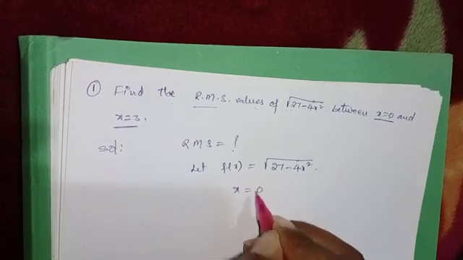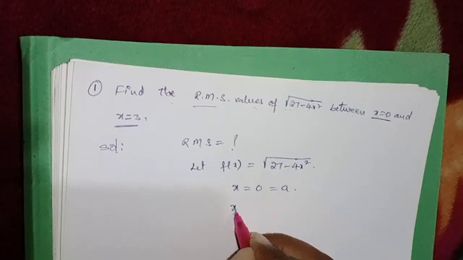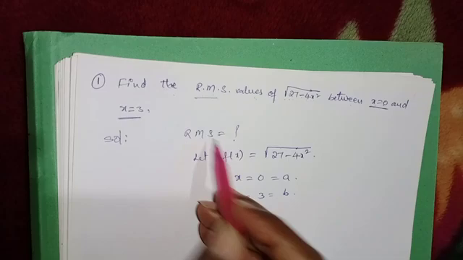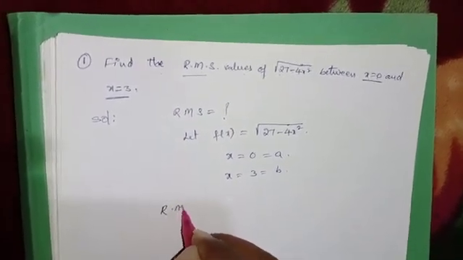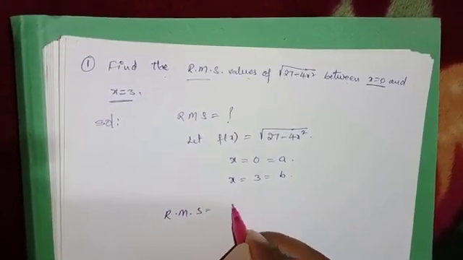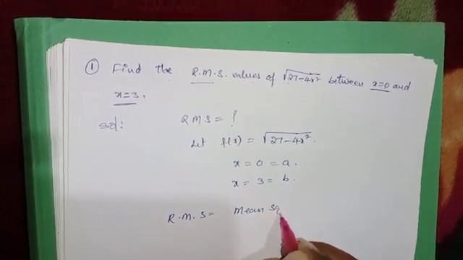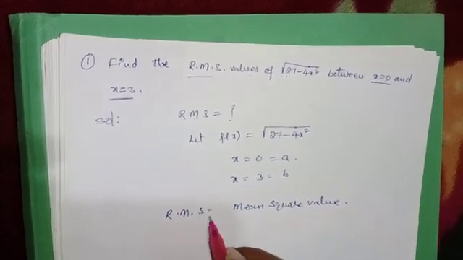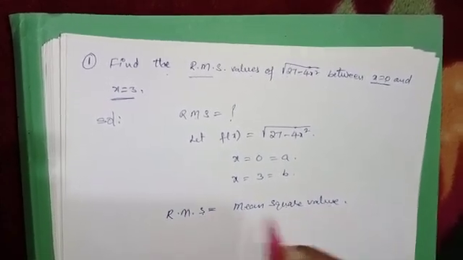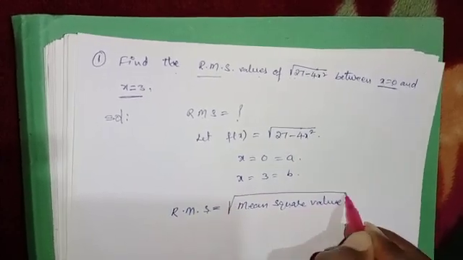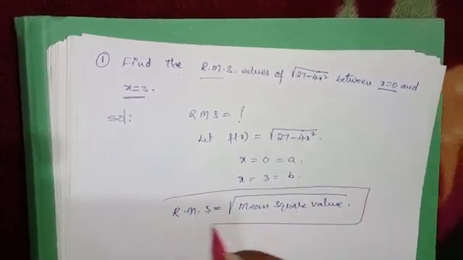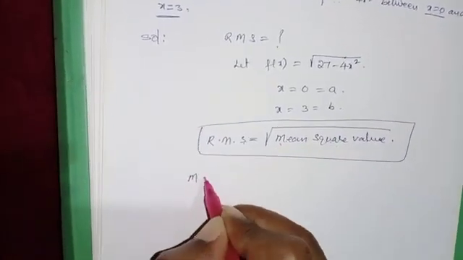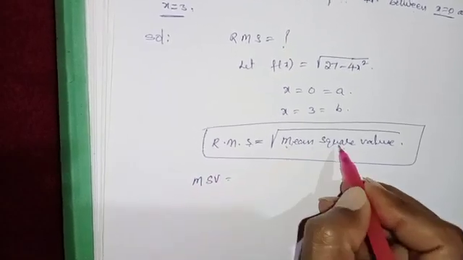So x is equal to 0, this is called a. Second one, x is equal to 3, this is b. If we want to find the RMS value, first of all we have to find the mean square value. RMS is not equal to the mean square value, but RMS is equal to under root of the mean square value. So this is the formula. First, let's see the mean square value formula. MSV means mean square value.